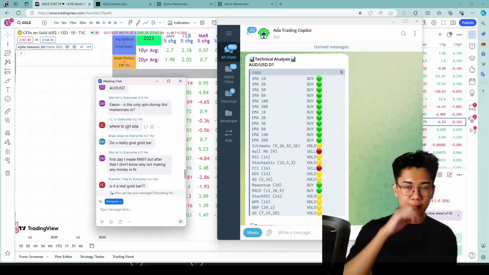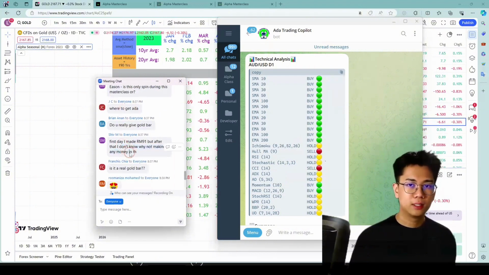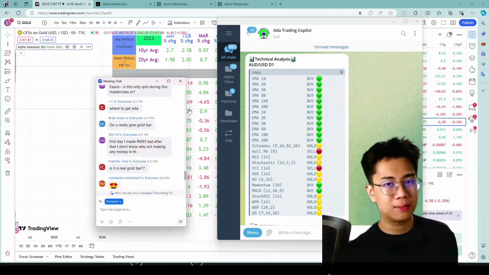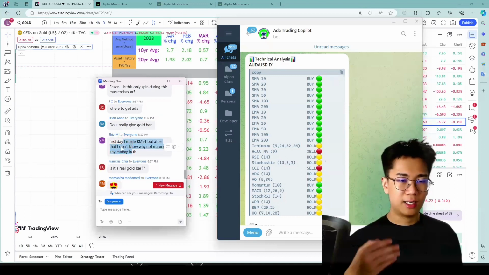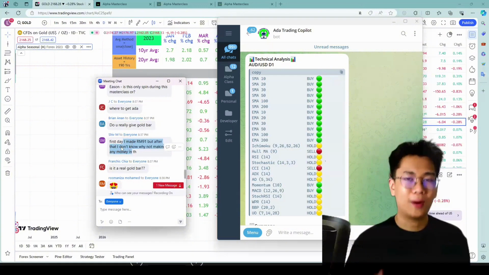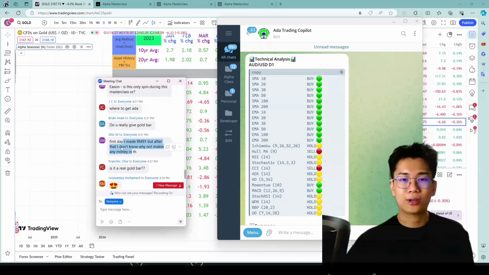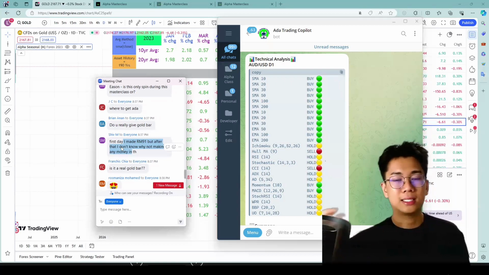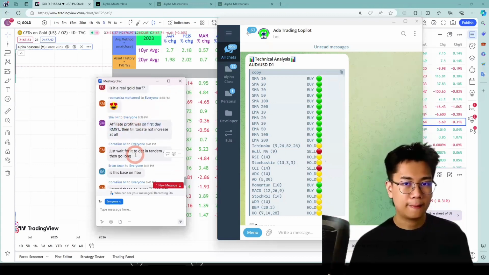Where to get ADA? You can get ADA from my team. So first day I make $91, but I don't know why I'm not making any money. So in order for you guys to make the money, you have to do the practice in trade law. So you need to show us that you are progressively trading. It's either you or the people that you have recommended, your affiliate recommended, who are getting more and more. So only then from there you get more and more money. All right.